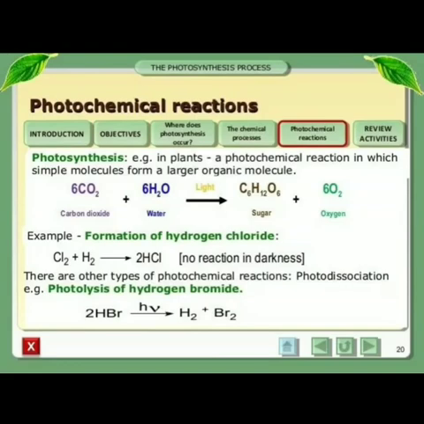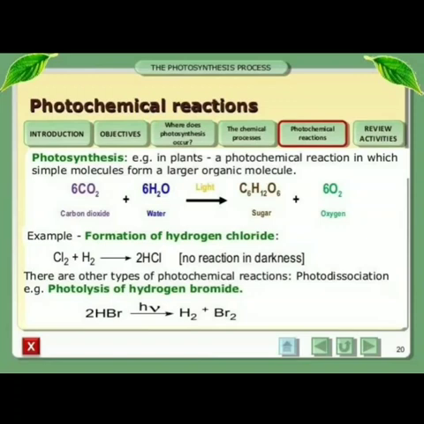So let's see an example, that is photosynthesis. As we know, photosynthesis means what? Carbon dioxide plus water, in the presence of chlorophyll and sunlight, it produces what? Glucose, C6H12O6, plus water plus oxygen. So photosynthesis is done in the presence of sunlight. That means this reaction is carried on in the presence of light energy. So this is an example of what?